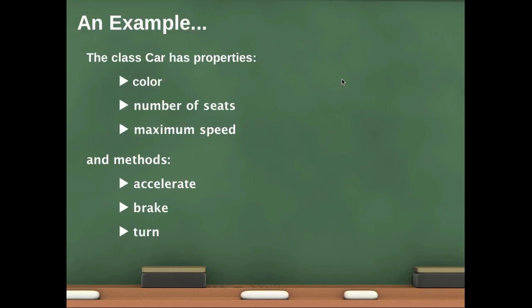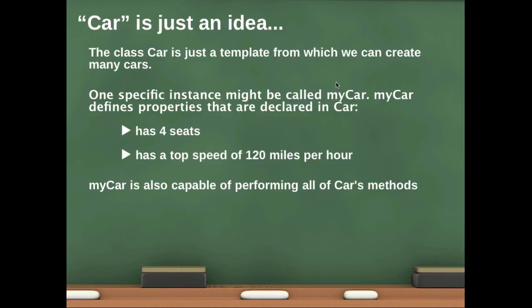Now, these properties aren't defined in the class, but they are declared in the class. A car would also have methods: accelerate, brake, and turn, and so forth. The methods are defined in the class because they function in the same way for each instance of the class. So, a car is just an idea. It's just a blueprint. It's not really a specific car. It's the idea for a car.